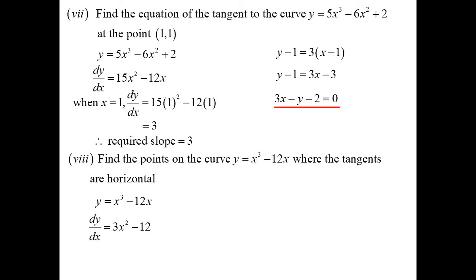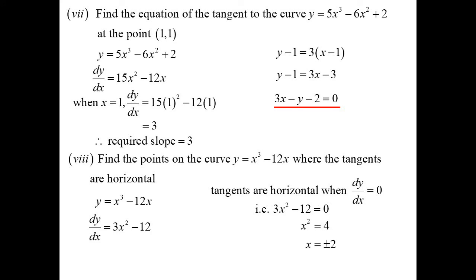Again, explain what you're doing. Don't just go and solve this equals 0 and come up with numbers magically. Explain why you're doing it. So write down something like this. Well, I know the tangents are horizontal when the derivative is equal to 0. That is why I'm going to solve this equation. And we solve it, we get x is plus or minus 2.